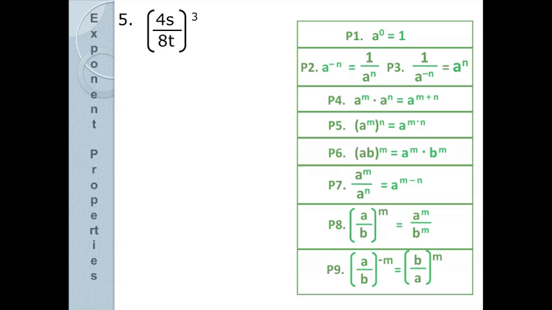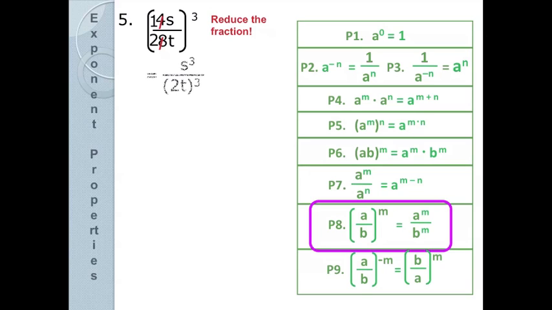Example number 5. We have 4s over 8t all raised to the third power. Begin with first reducing the fraction. 4 and 8 are both divisible by 4. 4 goes into 4 once, and 4 goes into 8 2 times. We now see that we can use property number 8. Apply the exponent to everything in the parentheses. A 1 to the third power would just be 1, so it's not necessary to write.